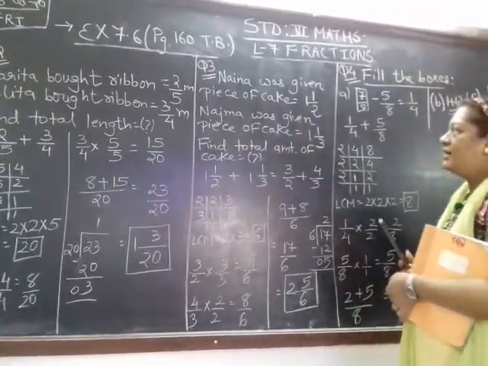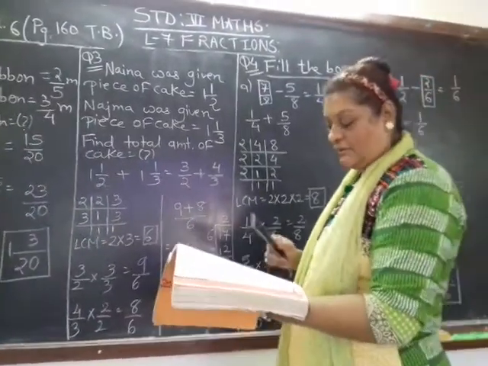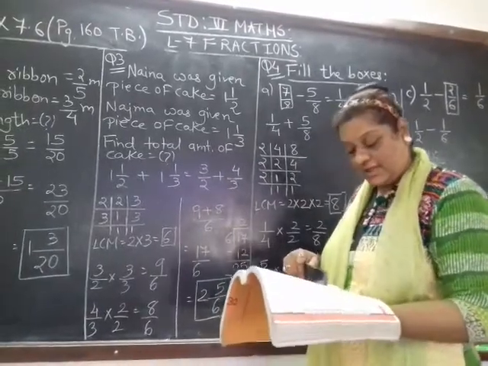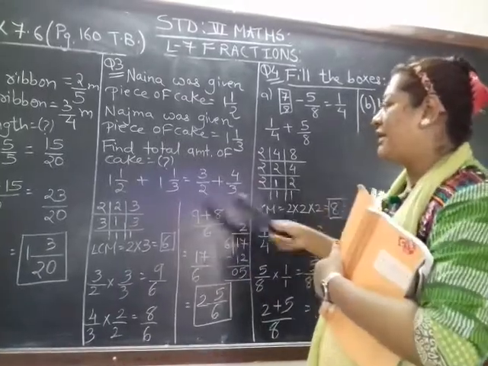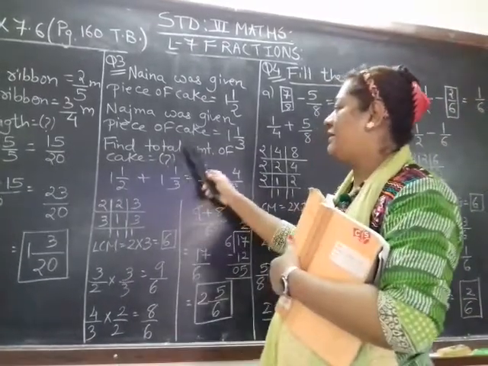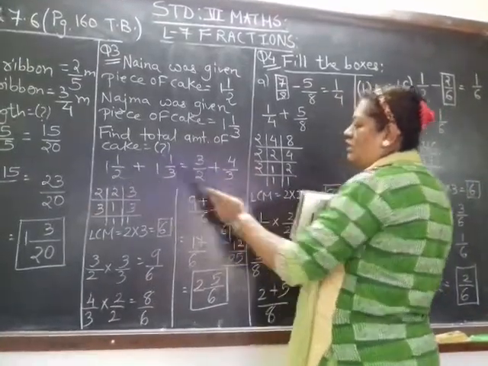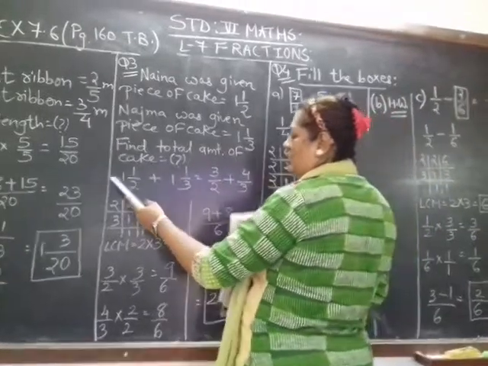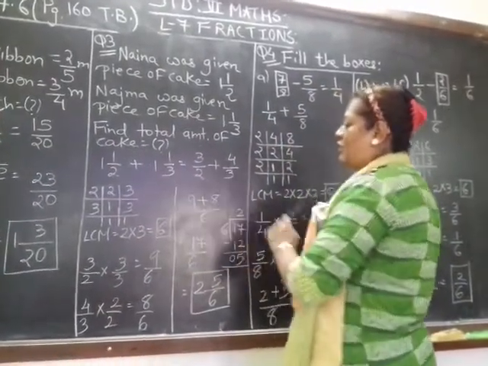The same sum here, question number 3. Naina was given 1 upon 2 piece of cake and Najma was given 1 upon 3 piece of cake. Find the total amount of cake given to both of them. Again we have to find out the total amount of cake. Total means plus. So here they have given mixed fraction. So what you will do? Firstly convert mixed fraction into improper fraction. So 2 1s are 2 plus 1, 3 upon 2. 3 1s are 3 plus 1, 4 upon 3.